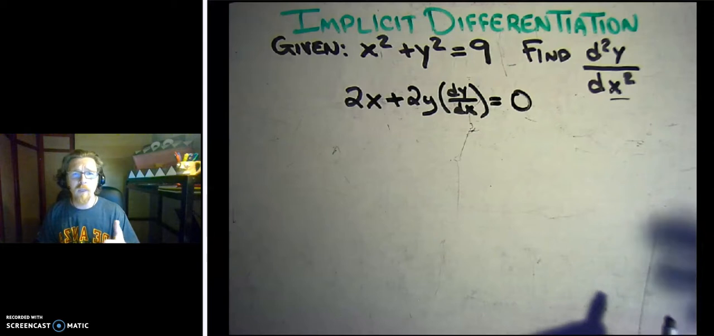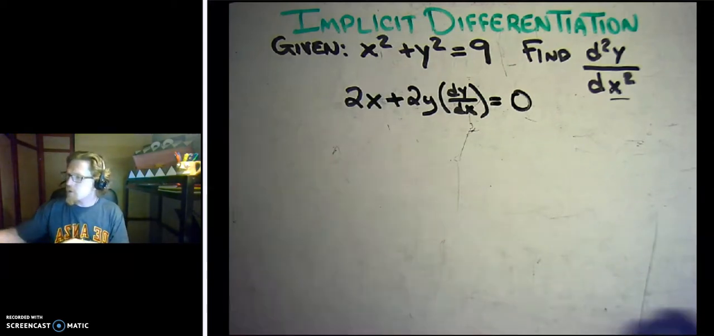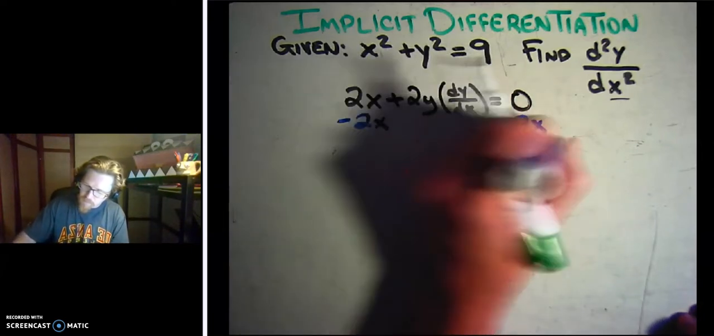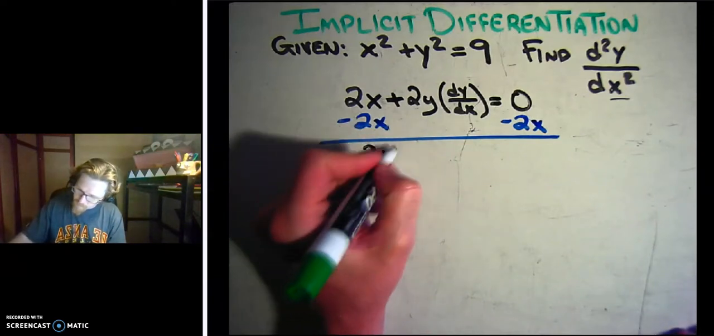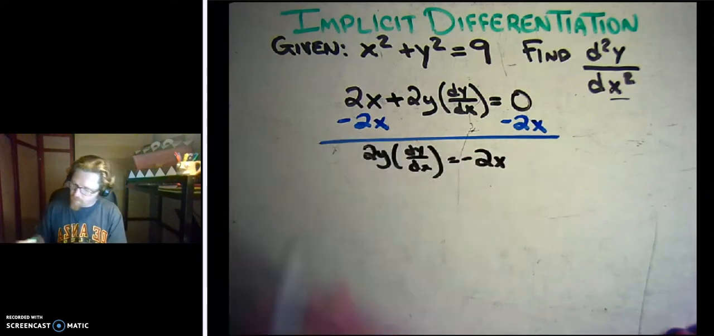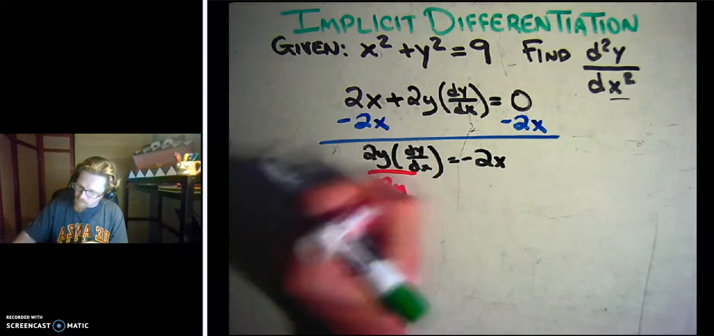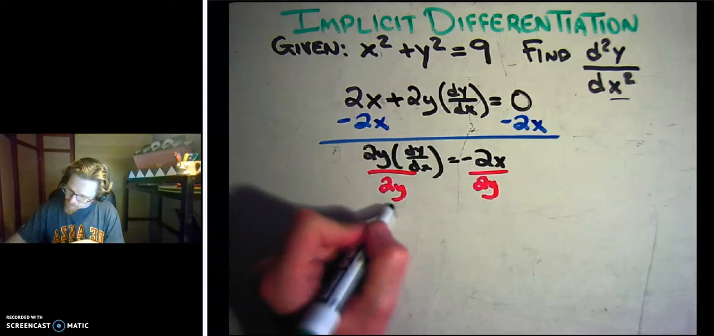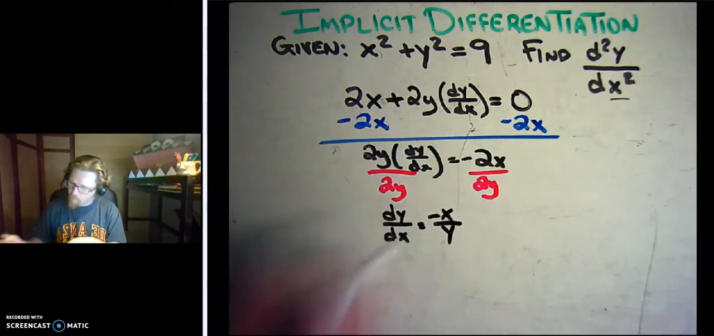So now that we have this dy/dx, we want to solve for it. What I'm going to do is subtract 2x on both sides just to get that dy/dx term by itself. So I have 2y times dy/dx is equal to negative 2x. To get the dy/dx by itself, I'm going to divide both sides by 2y and simplify. And so we found that the derivative dy/dx is equal to negative x over y.